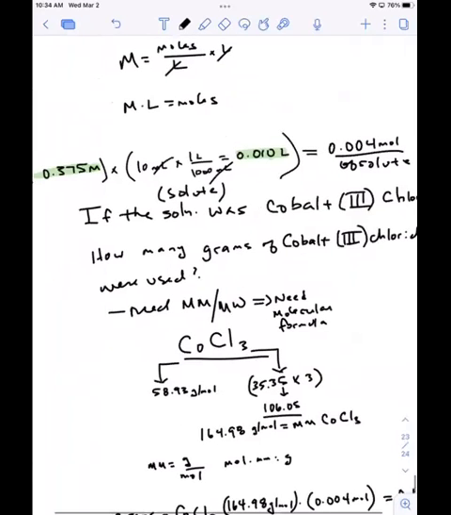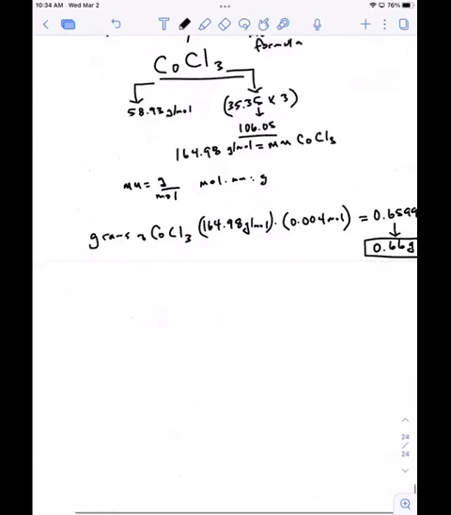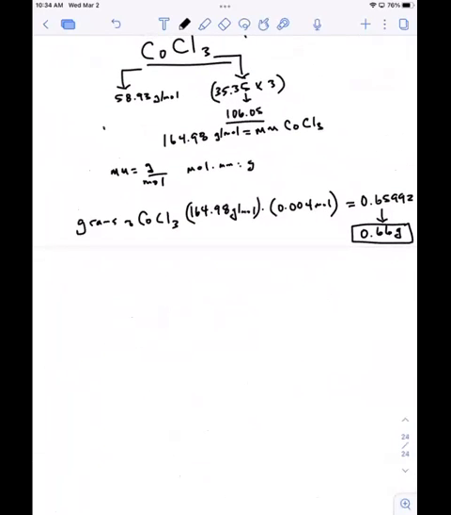You would make a 10 milliliter solution of 0.375 molar cobalt chloride. You would take 0.66 grams and dissolve that in 10 mils. 0.375 is pretty concentrated. So you dissolve that in 10 mils of water. All right, let's do another one.